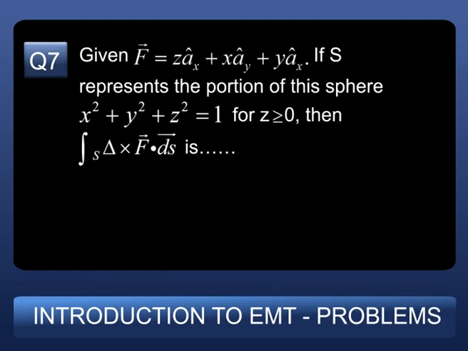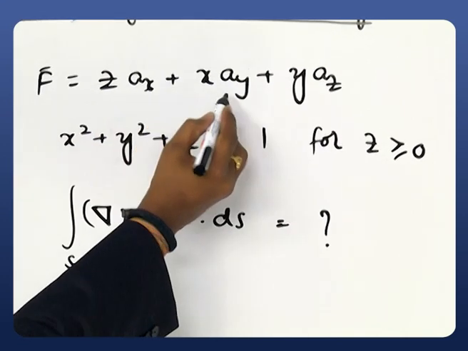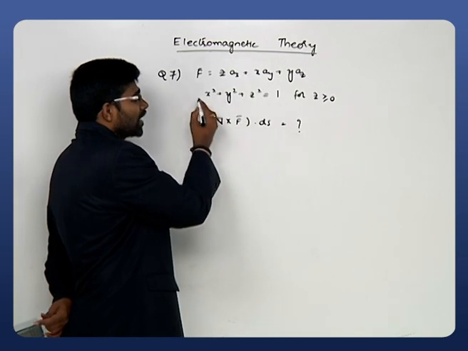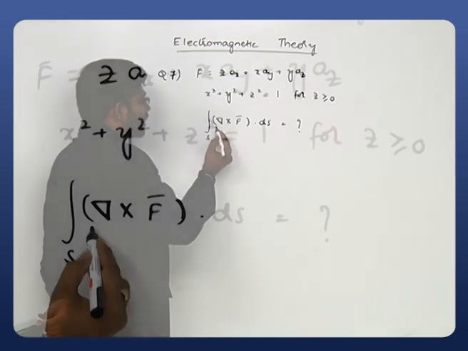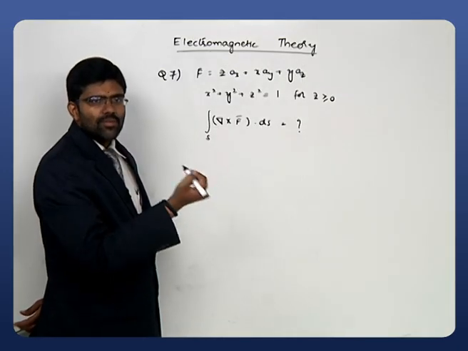Given f bar is equal to z ax plus x ay plus y az. If S represents the portion of the sphere x square plus y square plus z square is equal to 1 for z greater than or equal to 0, then the surface integral of del cross f bar ds is. Now here, clearly what we want is the calculation of this particular quantity for a surface. So what is the surface which is given to us?